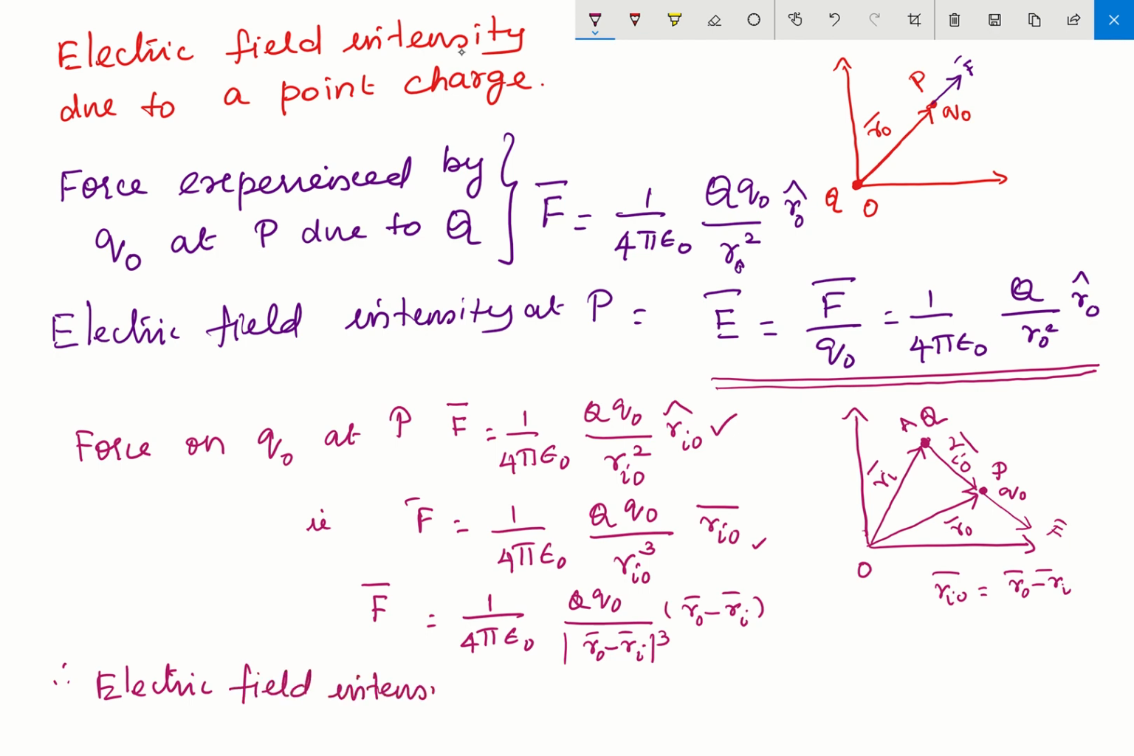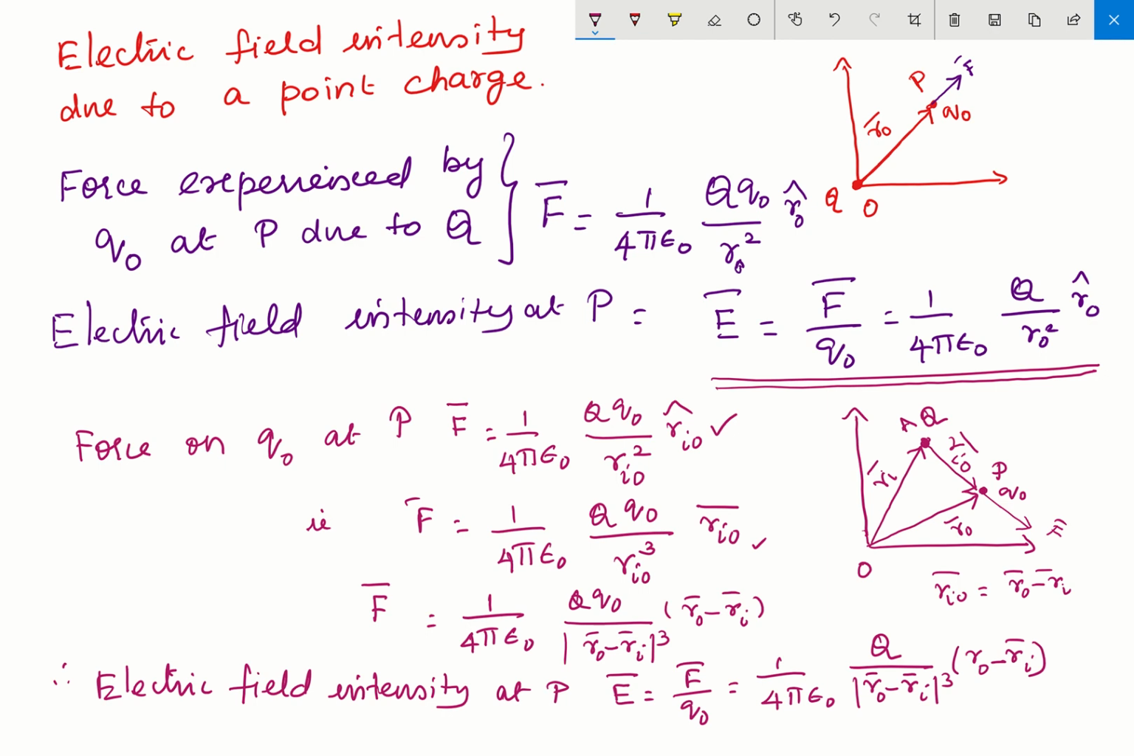Intensity at P. That is E, which is equal to F by Q naught, the force experienced by a unit charge. Therefore that is nothing but 1 by 4 pi epsilon naught, Q by the magnitude of R naught minus Ri the whole cube, times the vector R naught minus Ri.